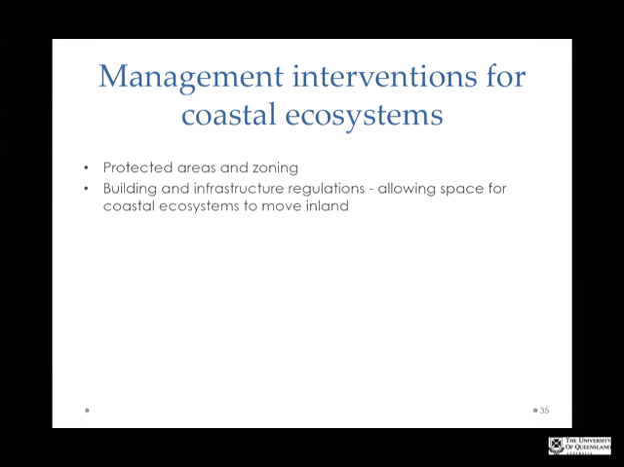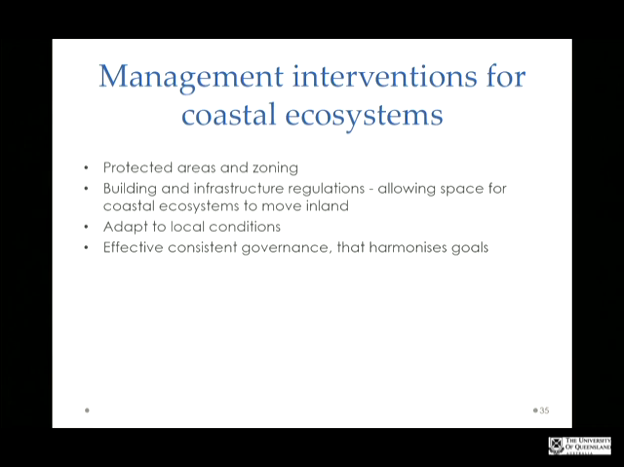We need to make sure that we design our coastal infrastructure and building and things like that to allow species to move, not everywhere necessarily, we're not going to knock down a suburb because it's on the coast, but you need to allow room around that. You need to make sure it's adapted to local conditions, again, has effective government.